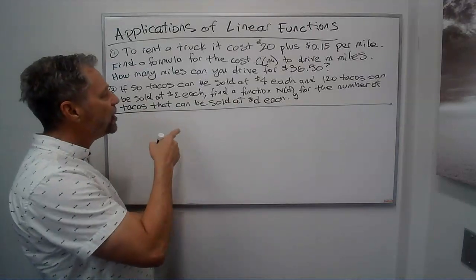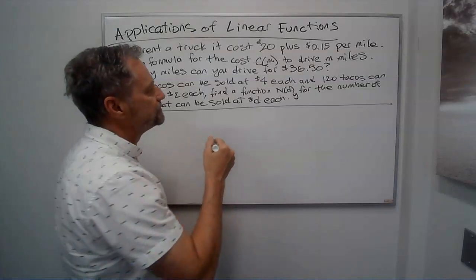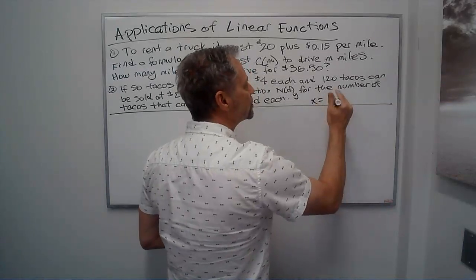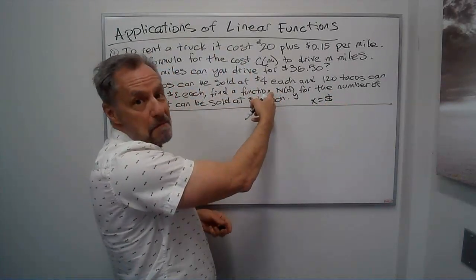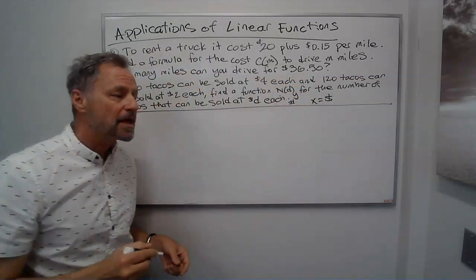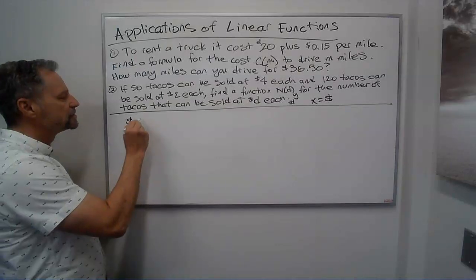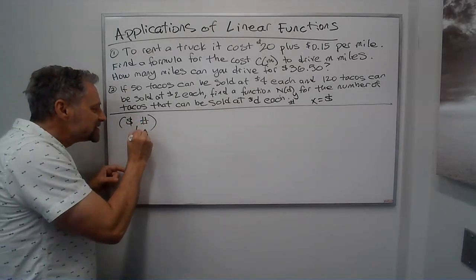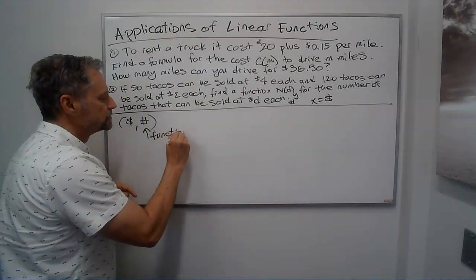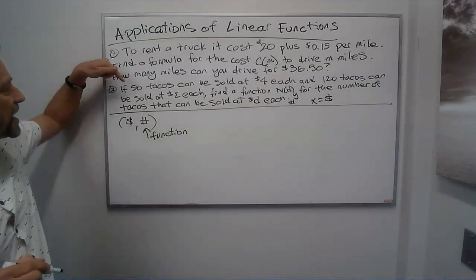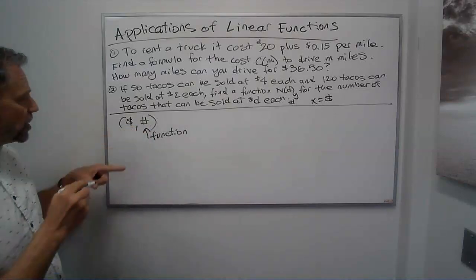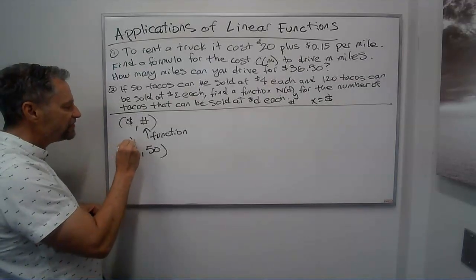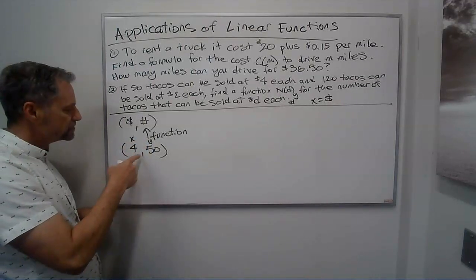So X equals the number of dollars, and Y is the number of tacos. That's what we're looking for. So we can set that up. If I look and say, okay, 50 tacos, that's my number of tacos, so that's going to be my Y value, can be sold at $4 each. So if I go X and Y, it's $4, 50 tacos.